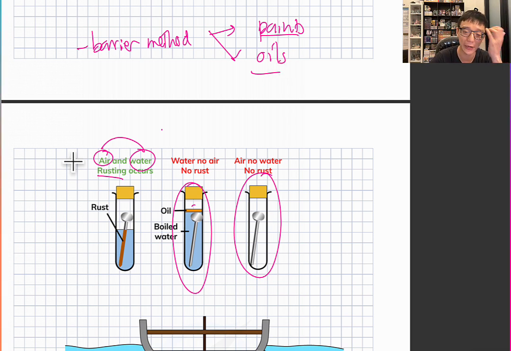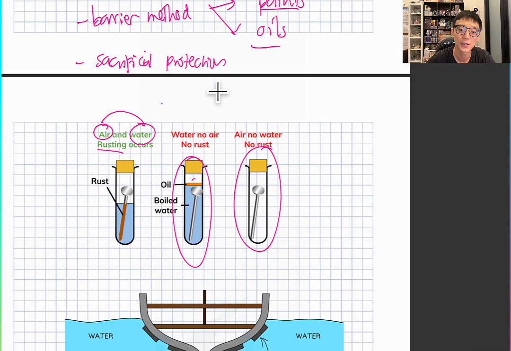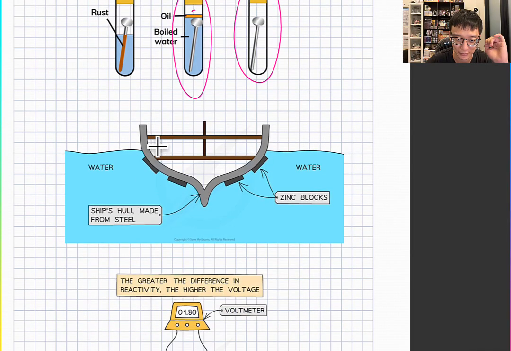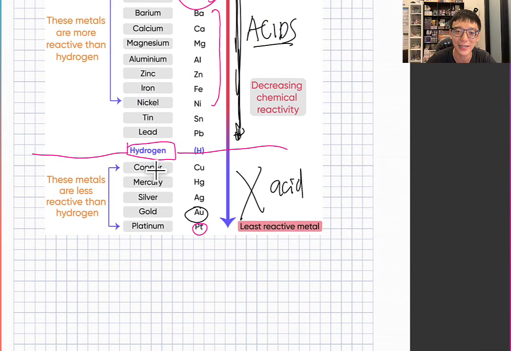Then another way to prevent rusting is what we call sacrificial protection. Here, for example, we see a ship hull. A ship hull usually is made from steel. Steel is an alloy, actually, a mix of multiple different metal atoms. But here, let's imagine that this is iron. And we see that iron is kind of reactive.